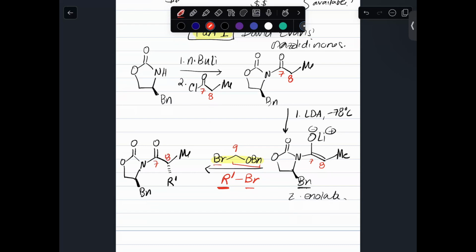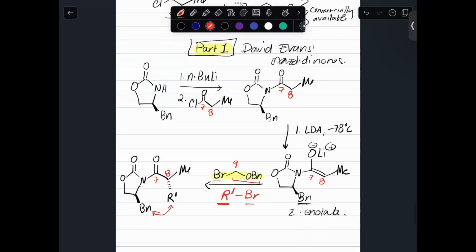Okay. Again, notice how my new R group and my substituent are opposite. And we talked about why they were opposite, right? The benzyl group is blocking the front side. The R prime group has to come in from the back. Okay. So now what do we do?